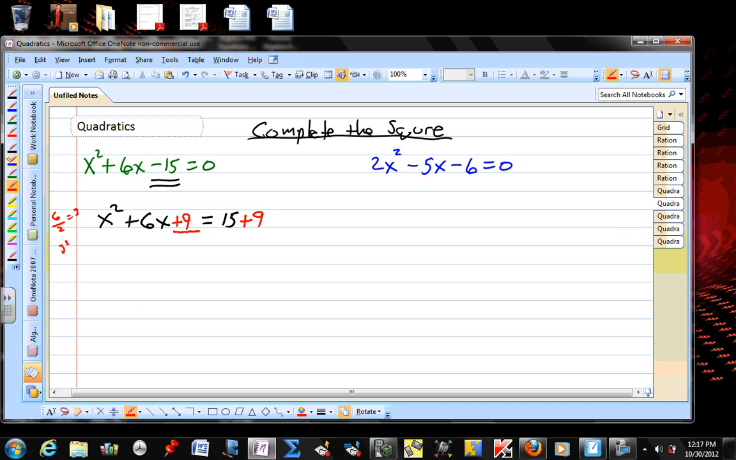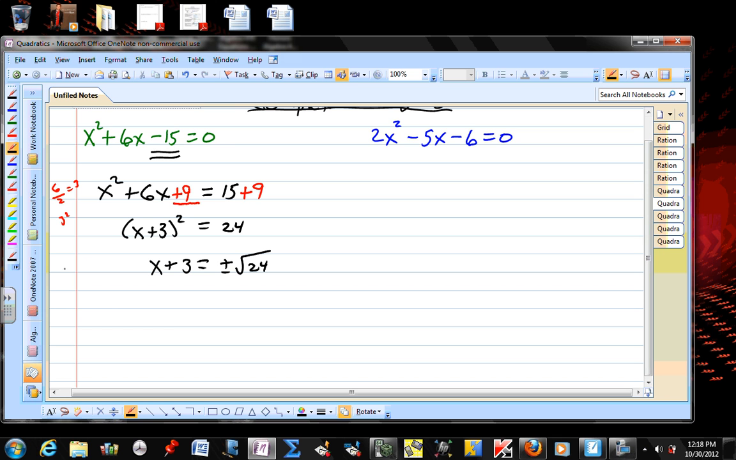Okay. Well, the left side, we can now call the quantity x plus 3 squared, and the right side we can call 24. Now we've got a perfect square written as a binomial squared. Our next move is to square root both sides, and we'll get x plus 3 equals plus or minus the square root of 24.